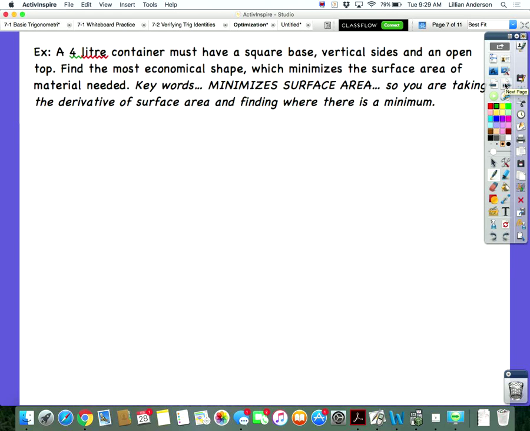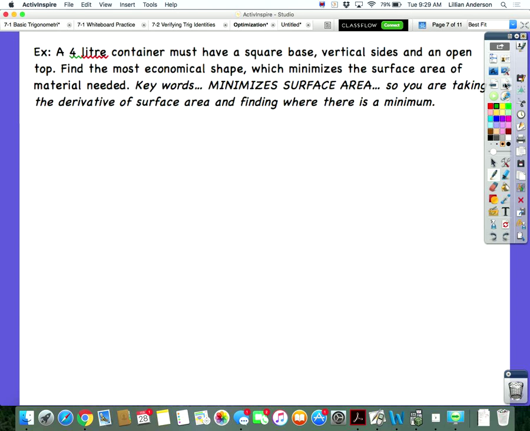So you're going to be taking the derivative of the surface area and finding where there's a minimum. Okay, that's steps 3, 4, and 5. Now we have to figure out what type of shape is going to be this, okay? Now think about it. What shape could potentially have a square base and vertical sides with an open top? We are looking at a box like a cube or a box in the sense of like a rectangular prism, one that doesn't have all equal sides, right?